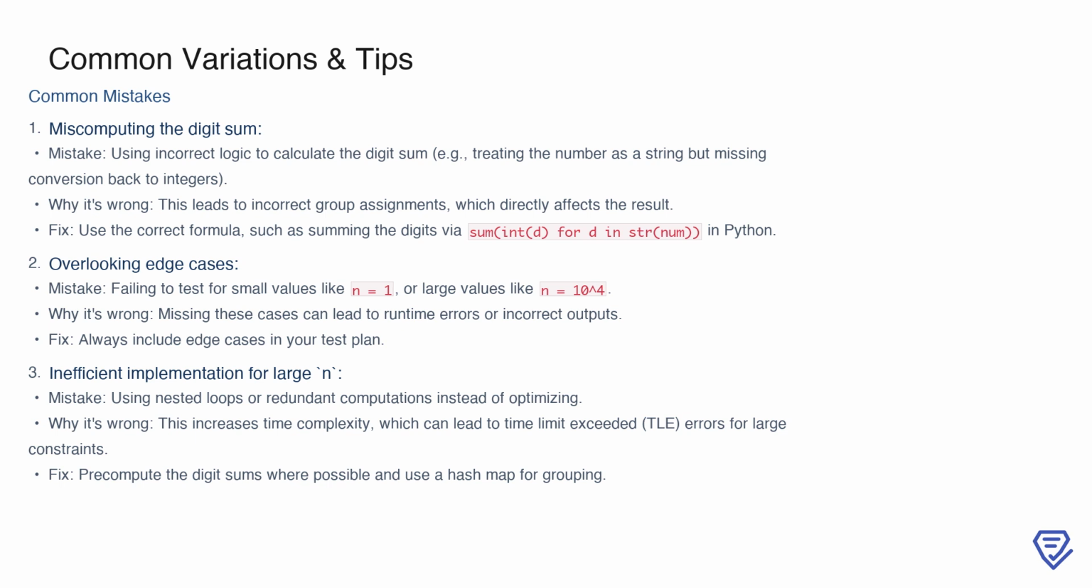This leads to incorrect group assignments, which ultimately affects the final result. To prevent this, you can use a reliable formula, such as summing the digits with sum(int(d) for d in str(number)) in Python.